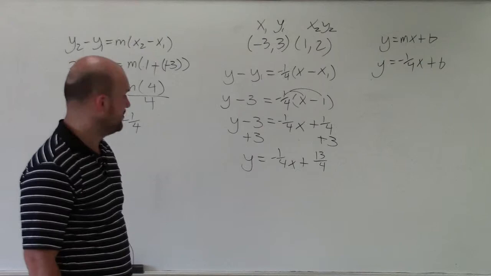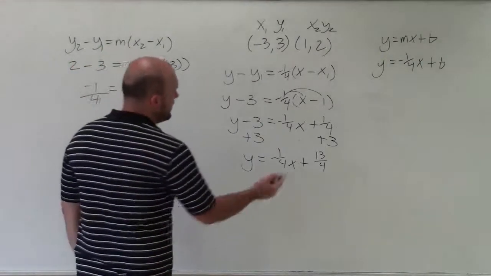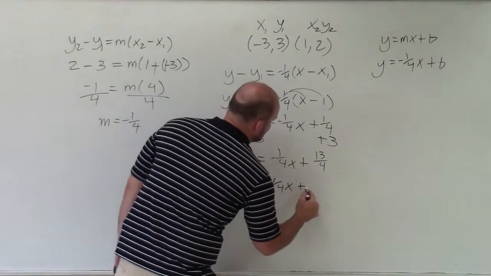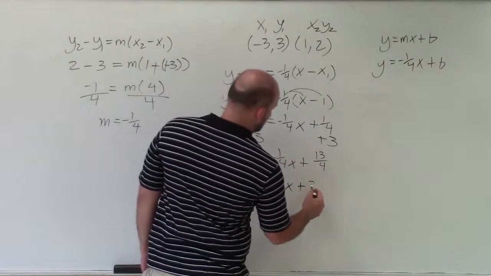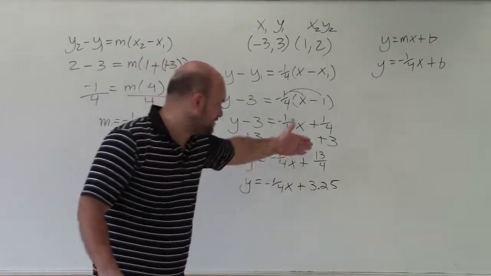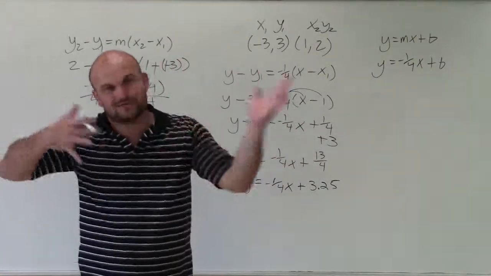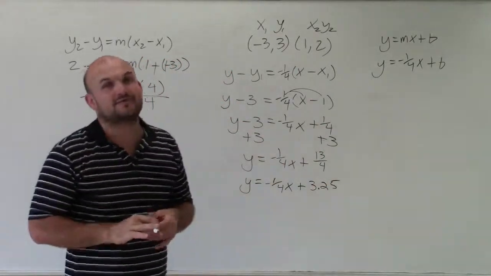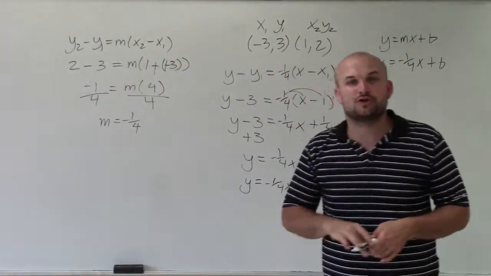I think. 4 goes in there 3 times plus 1/4. Yeah, 13/4, or you could also write it as y equals -1/4 x plus 3.25. But obviously, we prefer to use the fractions. I know it's not as simple. You could also use a calculator. But there you go, ladies and gentlemen. That is another way how to take 2 points and write them in slope-intercept form.